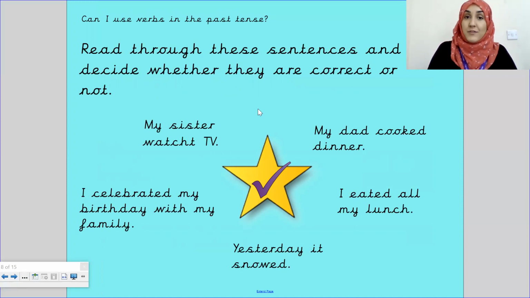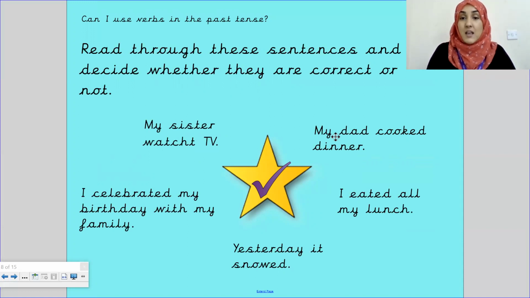We're going to read through a few sentences and you are going to give me a thumbs up if you think they are correct and a thumbs down if you think they are not correct. So let's start with the first one. My sister watched TV. Now, look at the spelling of watched. Now remember, some words that have ed on the end make a t sound at the end. Is that the correct spelling for watched? Give me a thumbs up or thumbs down. Well done. It is not correct. Let's try moving it. Nope, not correct.